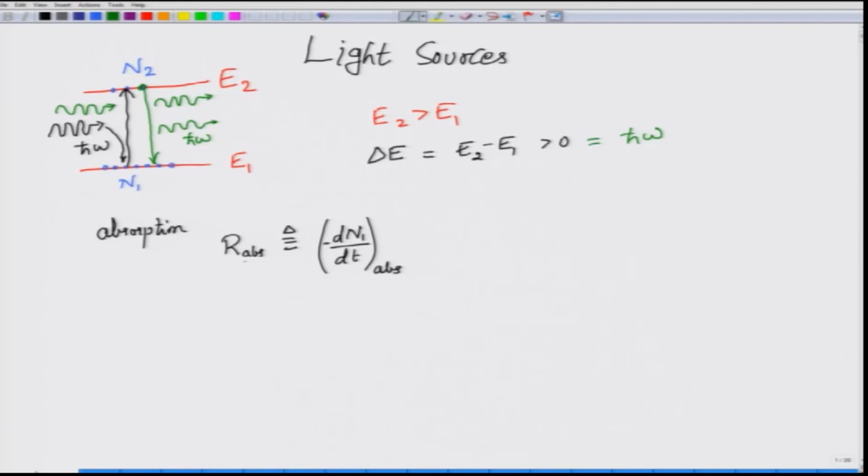Now, we have also talked about the stimulated emission process. So, let us call this as stimulated emission, okay, because someone else has stimulated it, right. In this stimulated emission, which we can write this as R_STIM and define it as the rate at which the atoms in second level are decreasing, the density is decreasing in second level, and subscript that with stim.